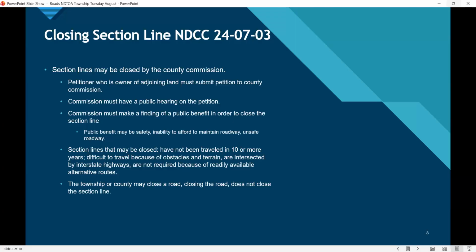If you close the road or the section line, I understand, is it closed to everyone? If you close the road, it's not closed to everyone. It's closed to vehicle travel, but it's not closed to foot traffic. No, if you actually close the section line, it is closed to everybody except adjacent landowners. Okay. So the landowners have the right to access their property yet.